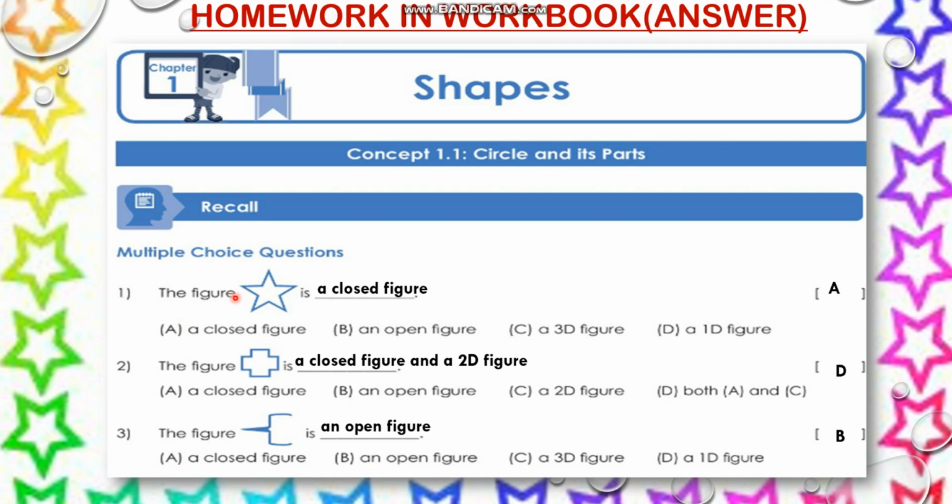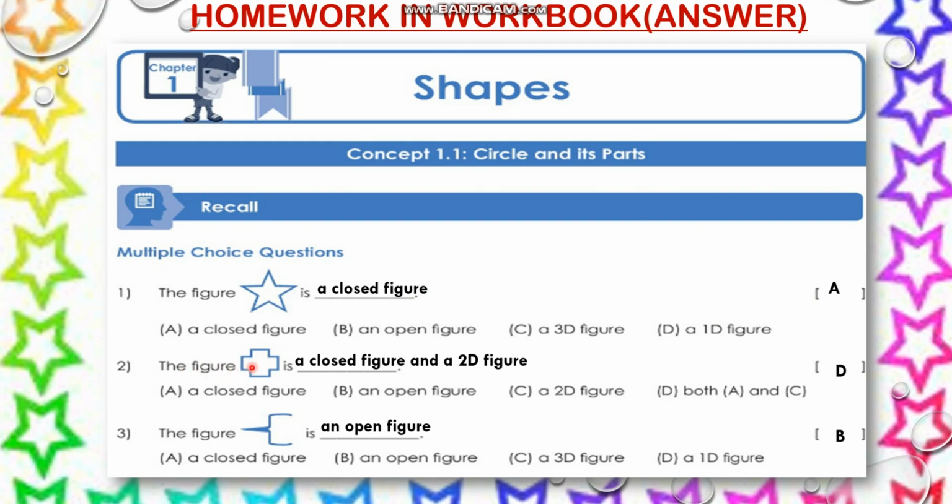The figure, this one, the star figure, is dash. Which type of figure is this? Is it a closed figure or an open figure? Yes, it is a closed figure. So you can write it is a closed figure. Option A is the right answer.